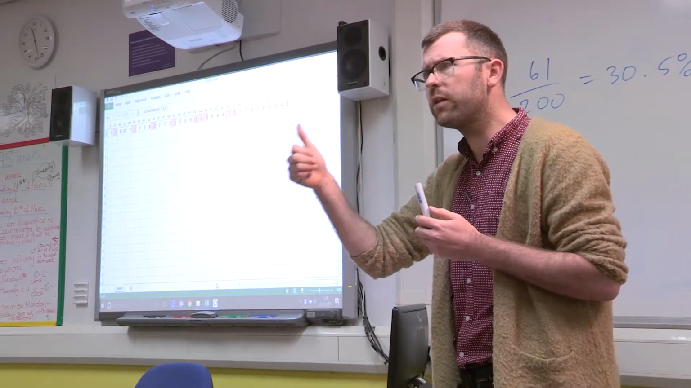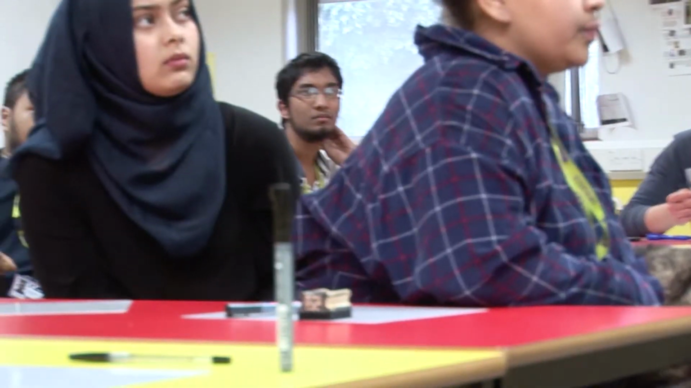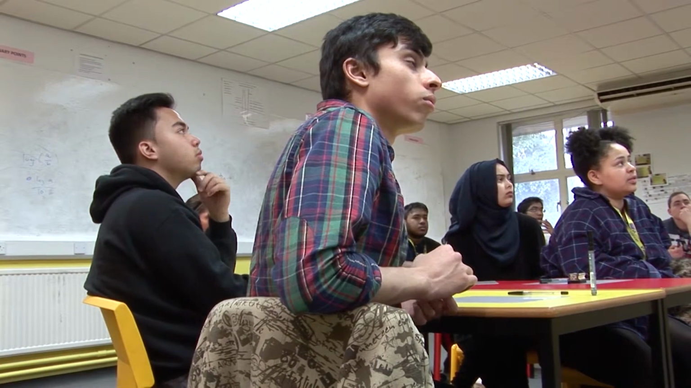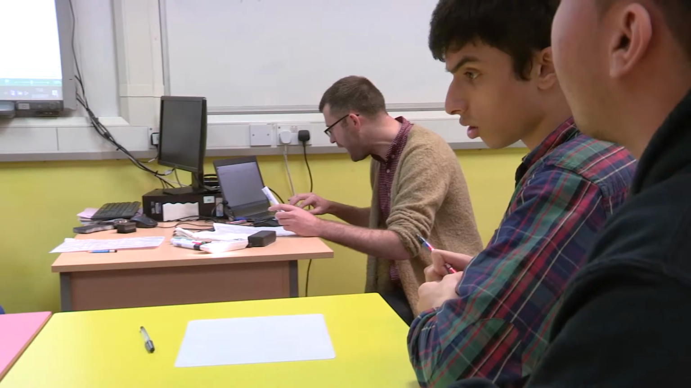What things are we looking for when we're looking for something that's binomially distributed? Fixed number of trials, fixed probabilities. Right, first thing, do we have a set number of trials? Yes. How many trials have we got? 200. For an individual one of these, what's the probability? 3 out of 10. Does that probability change? No. Let's take a look at what this actual distribution looks like.